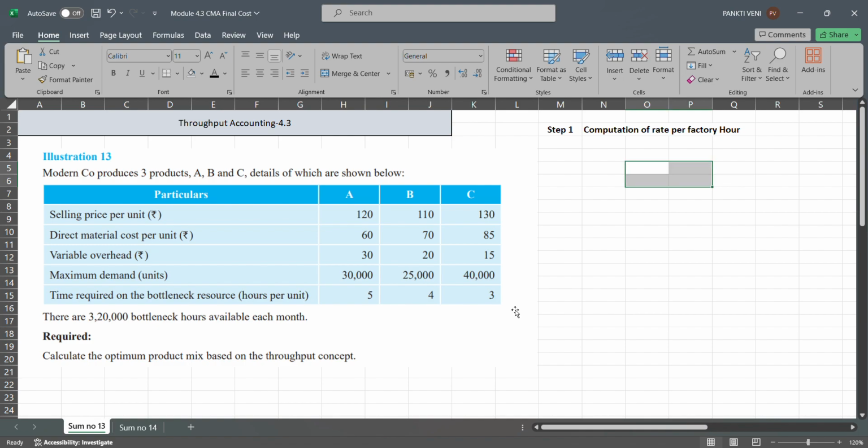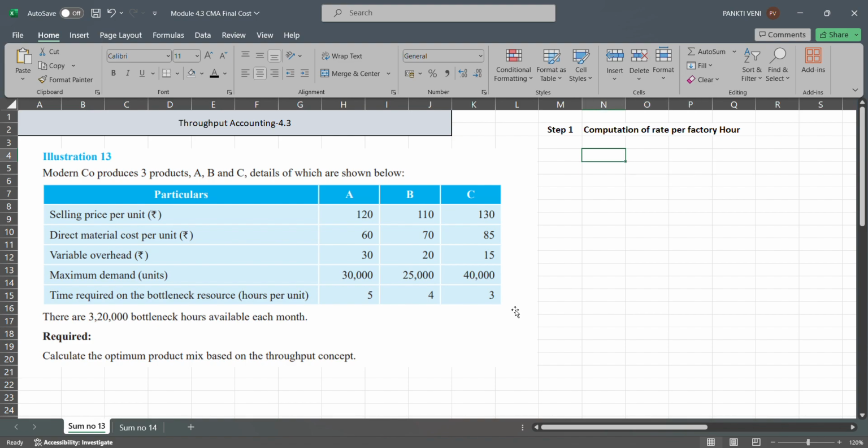So here I'm supposed to find out which is the best optimum product mix. Which product should I go for? I should go for B first, then C, then A, or I should go for A, then C, then B. That way I'm supposed to answer them, which product to take first, which product not to go for.